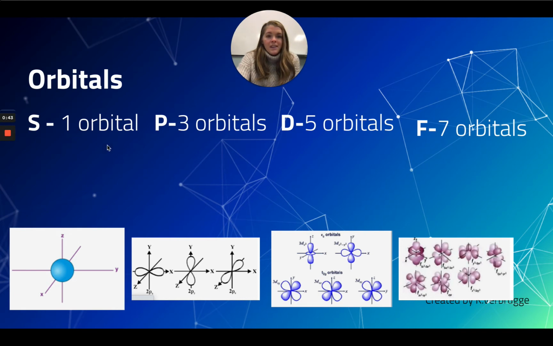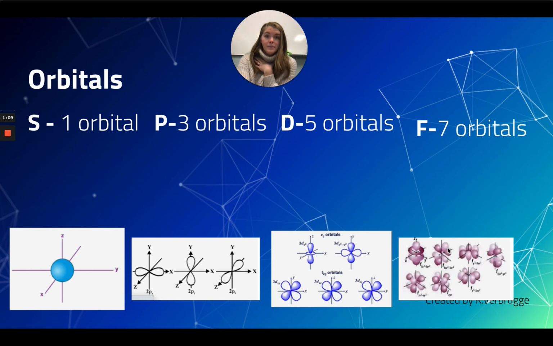So the first is the s orbital, and it has 1 orbital, and it looks like this sphere here. Okay, the next is a p orbital, and it has 3 different orientations it can come in, 3 different orbitals. So it looks like these little globular guys. The third is the d orbital, so it's more like a 4-leaf clover. And then the f orbital has 7 orbitals.